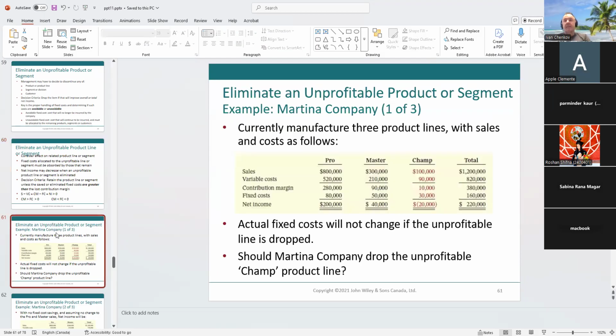Great. Now let's go here. Now we have those three product lines: 1, 2, 3. Pro, Master, Champ. Total. All fixed cost will not change if the unprofitable line is dropped. So the actual fixed cost will not change, which is the fixed cost, 160,000. Shall we drop this Champ product? So now, in order to make the decision, let's get this information first, and let's flip it to that Excel spreadsheet.